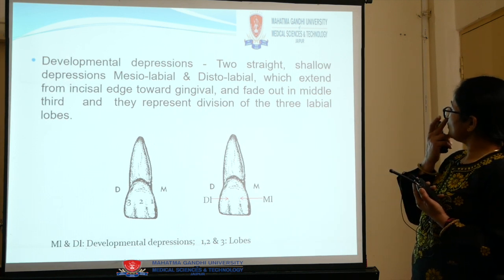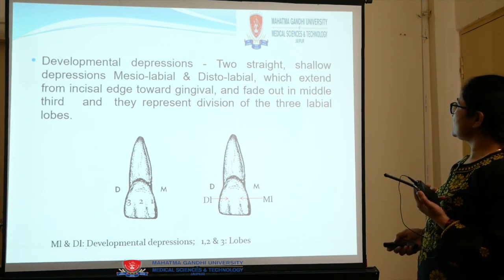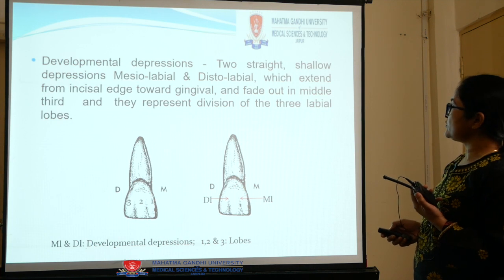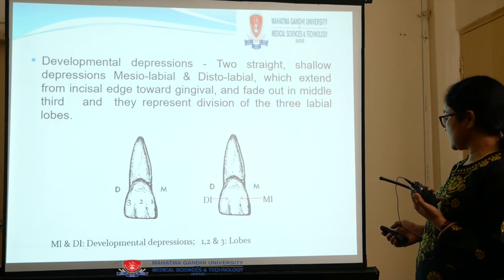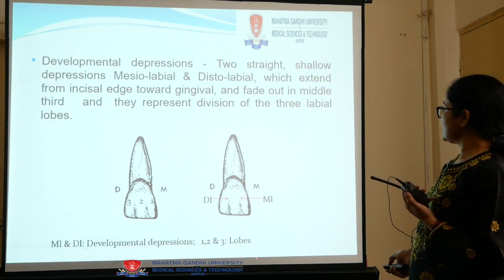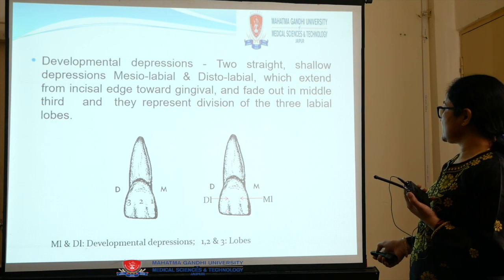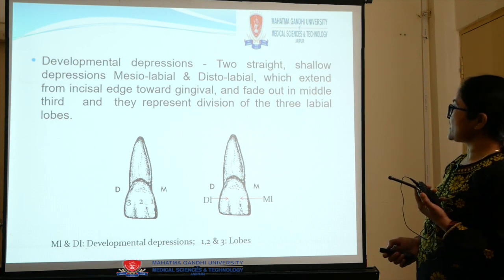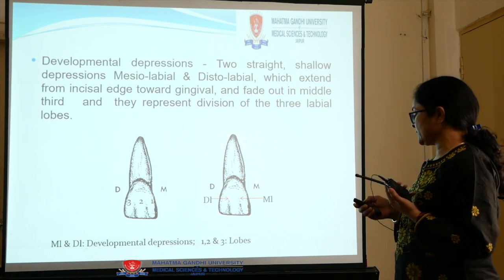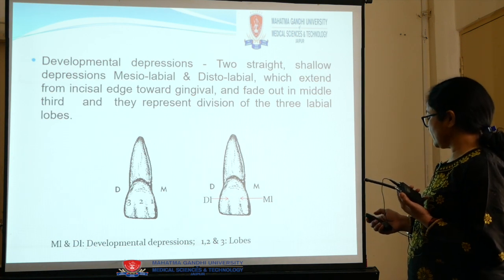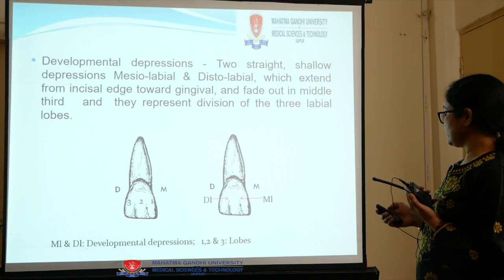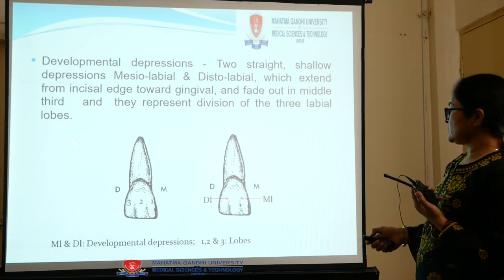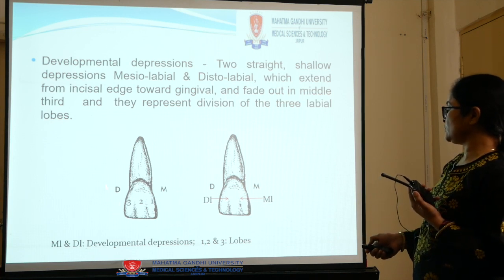Developmental depressions: 2 developmental depressions are present on the labial surface. They are straight, shallow depressions which are known as mesiolabial and distolabial. The developmental depressions extend from the incisal edge towards the cervical line. These are 2 developmental depressions and they represent the division of 3 labial lobes: 1, 2 and 3.